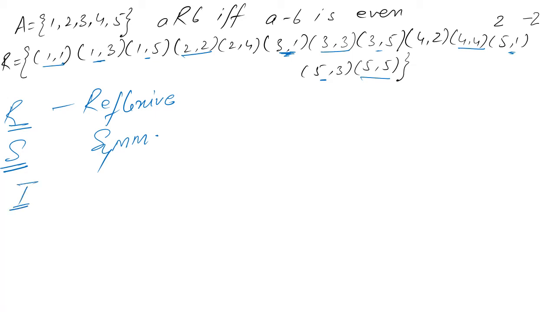Now let's check for transitivity. If I have 1 comma 3 and 3 comma 5, they give rise to the 1 comma 5 pair, which I can see over here. If I have 3 comma 5 and 5 comma 3, they give rise to a 3 comma 3 pair, which is already there. If I have 4 comma 2 and 2 comma 4 pairs, they give rise to the 4 comma 4 pair, which is already there. So in this manner, you can verify that all the a comma b and b comma c pairs give rise to an a comma c pair. So this is a transitive relation. So these three properties tell me that this is an equivalence relation.